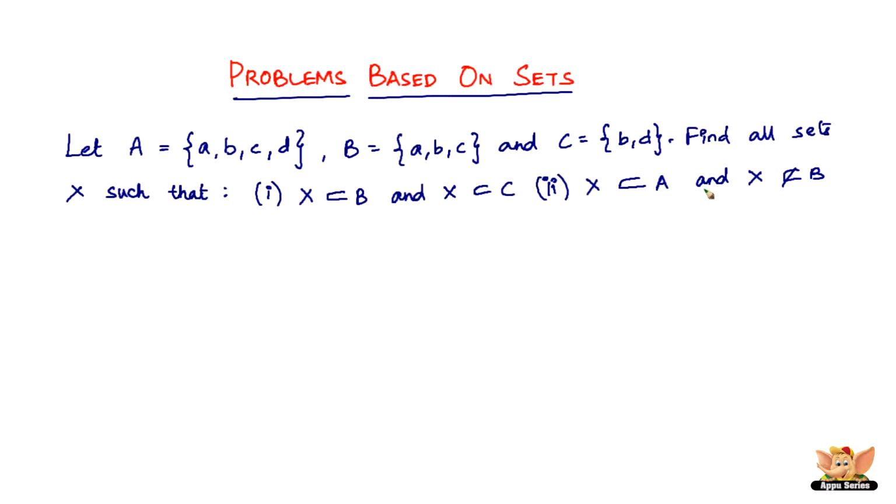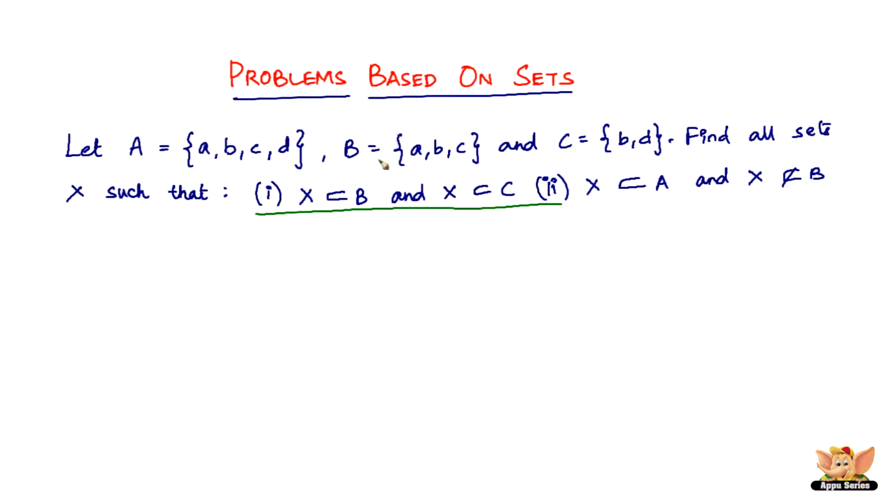And in another case, X should be a subset of A and X not being a subset of B. So X should be a subset of A, at the same time it shouldn't be a subset of B. So let's come to the first part of the problem here. X should be a subset of B as well as X should be a subset of C.